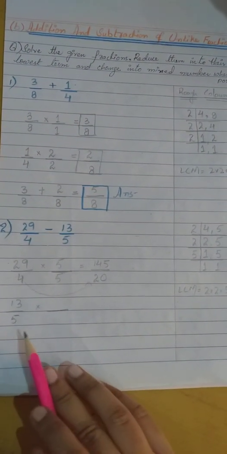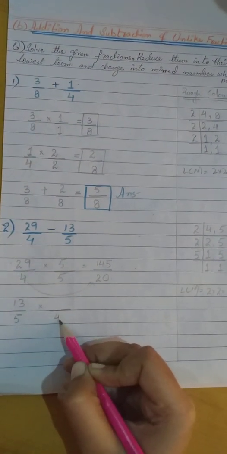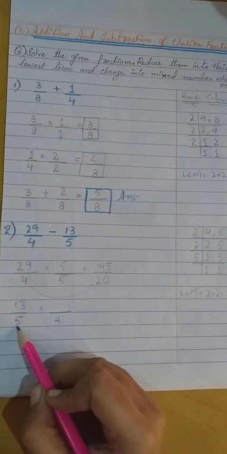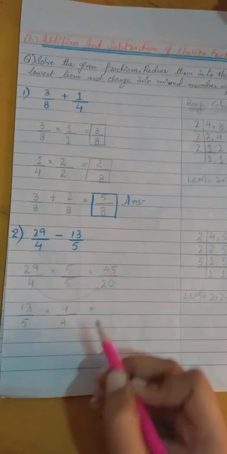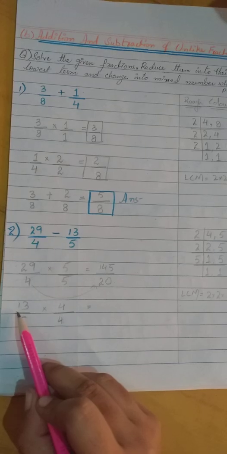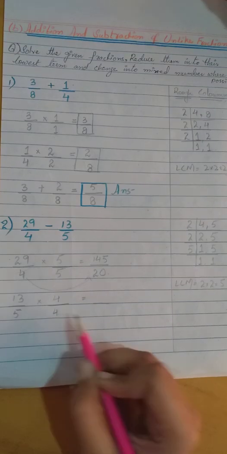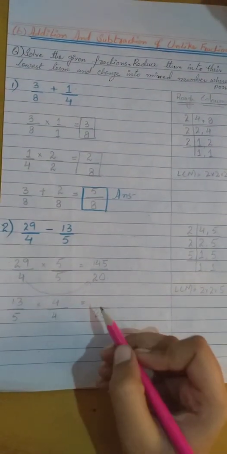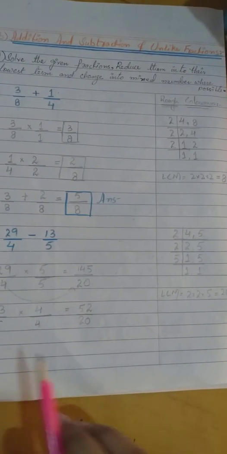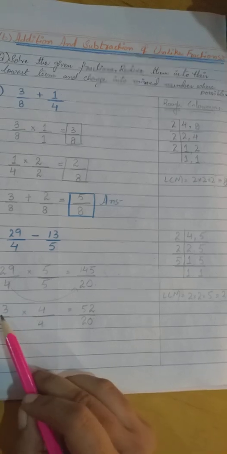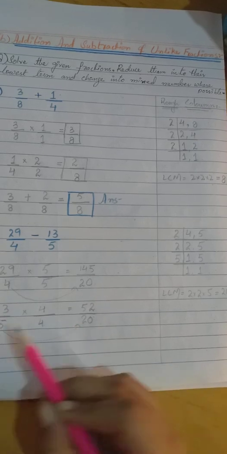5 ones are 5, 5 twos are 10, 5 threes are 15, and 5 fours are 20. So if you multiply 5 by 4 you will get 20, and if we are multiplying the denominator by 4, we have to multiply the numerator by 4 as well. And so in this fraction, 13 upon 5 multiplied by 4 upon 4 will be equal to, 5 fours are 20 and 13 fours are 52. You can multiply these numbers in the rough column. Okay, students, we have made 13 upon 5 equivalent to 52 upon 20.